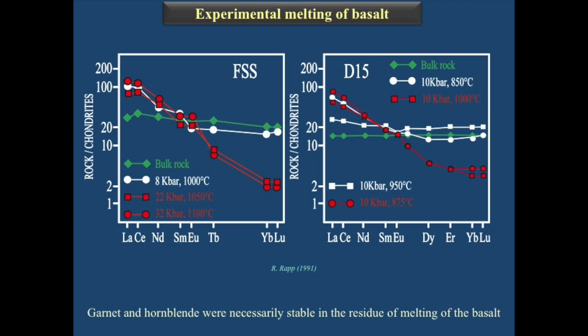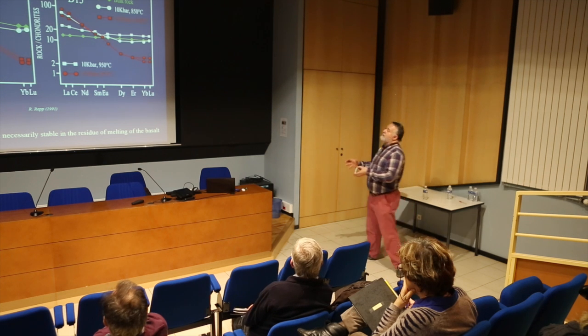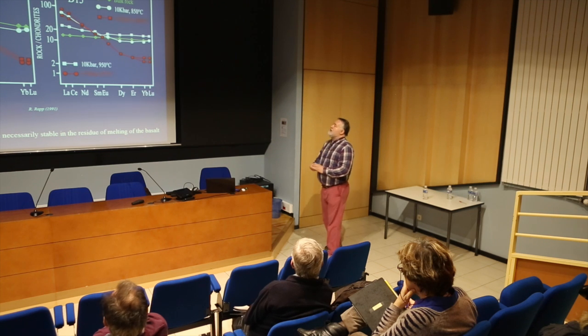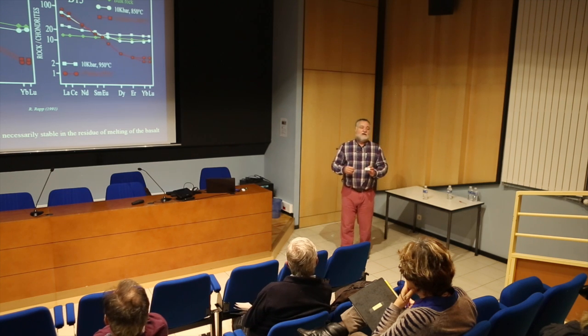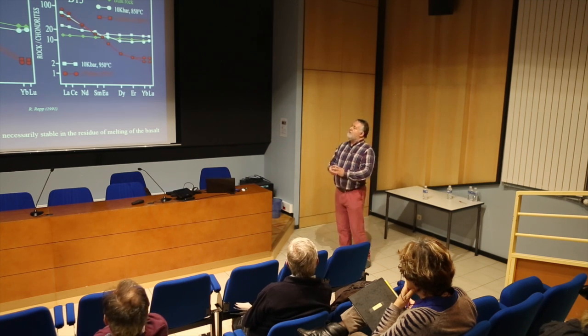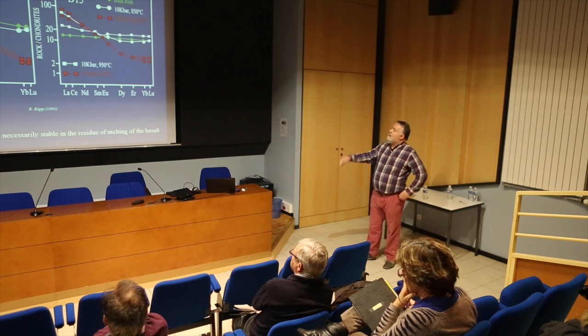So now we have two kinds of arguments. We have geochemical modeling and we have real melting, experimental melting of basalt that converge to the same conclusion. That is that TTG can be generated by melting of basalt transformed into garnet-bearing amphibolite, because we need amphibole and garnet in the residue.